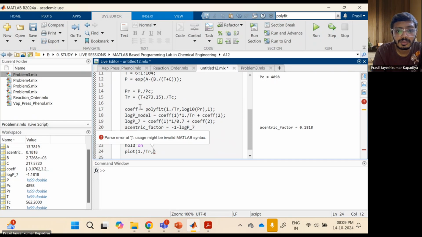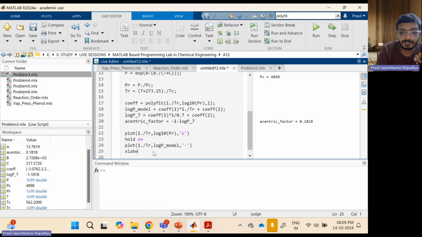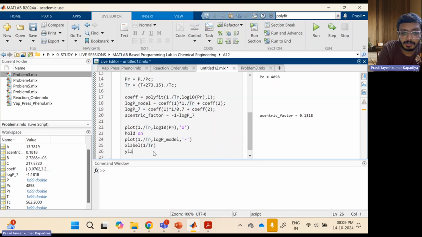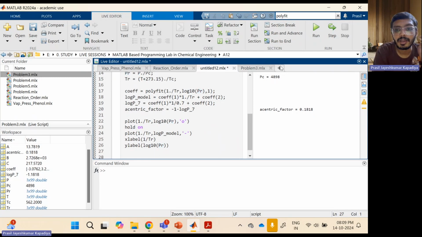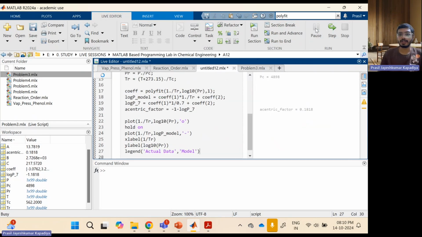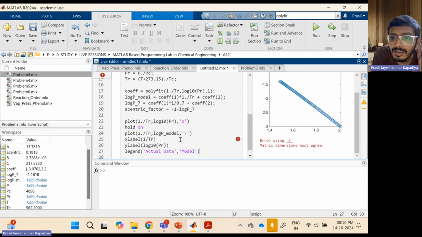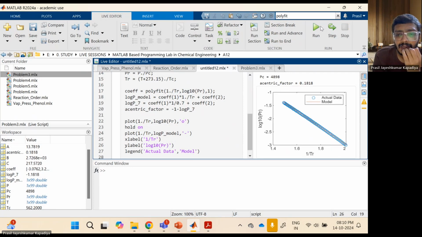Okay, like this we can do. I can write this same term, the model, and we can do dash. Then on the x label, we can keep 1 by TR. On the y label, I can keep log 10 PR. Okay, so let's see what we are getting. Are we getting exactly a straight line or not? That is the catch. Yeah, it is matching well, but still it is not giving us the exact answer. So this is how we can calculate the eccentric factor.